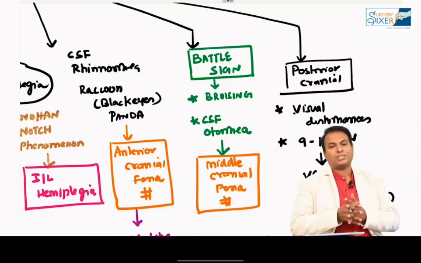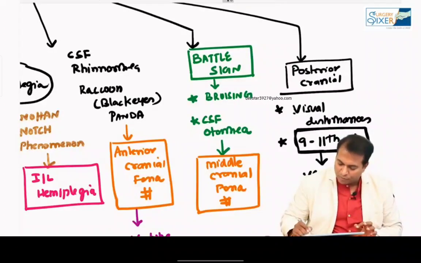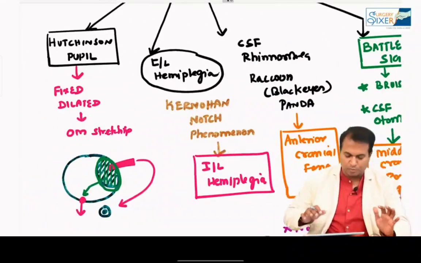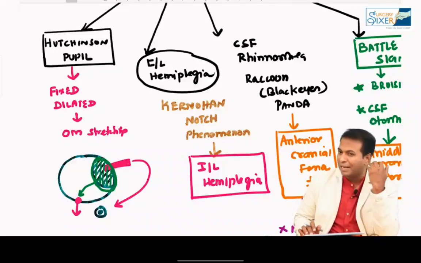So what are the features of posterior cranial fossa fracture? Please remember, Vernet syndrome is 9th to 11th nerve paralysis due to jugular foramen compression. So these are the clinical features of your head injury patient coming to your hospital. Please don't forget Hutchinson pupil is a fixed dilated pupil, and CSF rhinorrhea in anterior cranial fossa, CSF otorrhea in middle cranial fossa, and in posterior cranial fossa we get Vernet syndrome. All these are various clinical features.